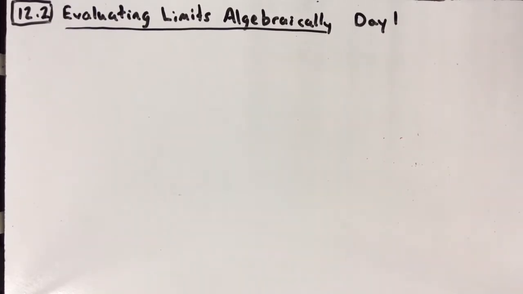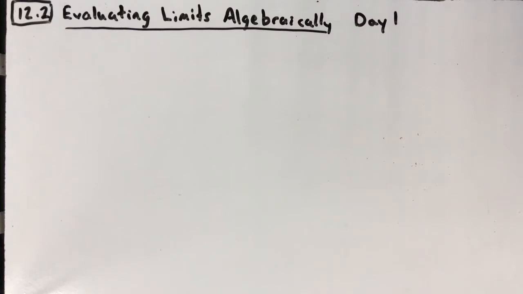Section 12.2 is on evaluating limits algebraically. In section 12.1, we were estimating limits using a table. The tables can be long and tedious, and they really aren't that great because not only are they long and tedious, but they only give us an estimate of what the answer should be. It doesn't even calculate an exact value for us.